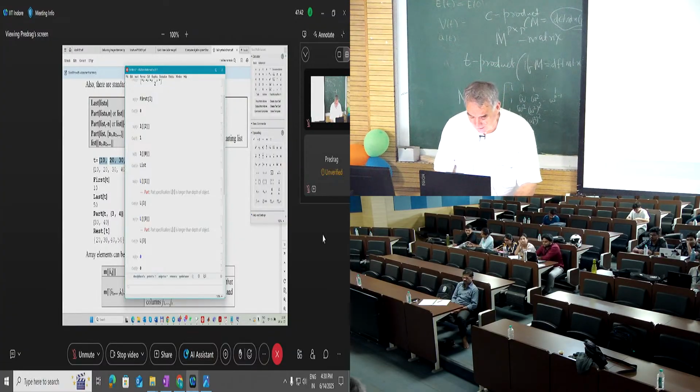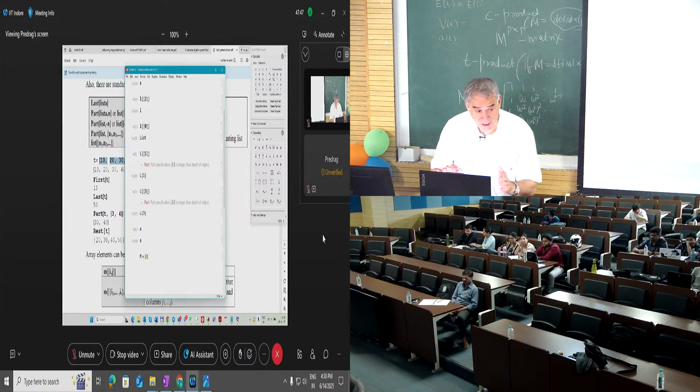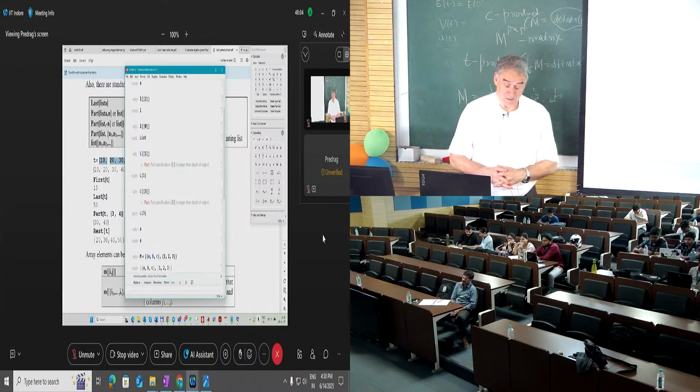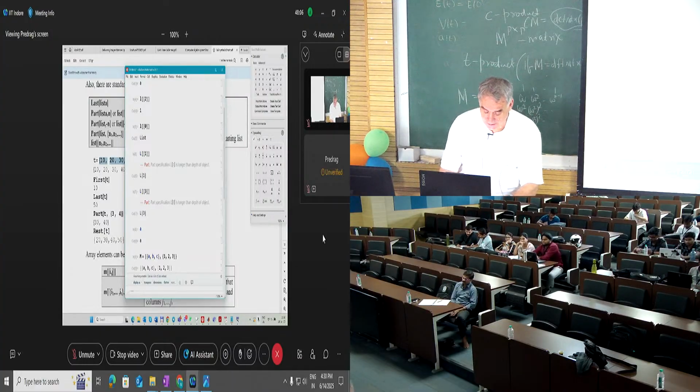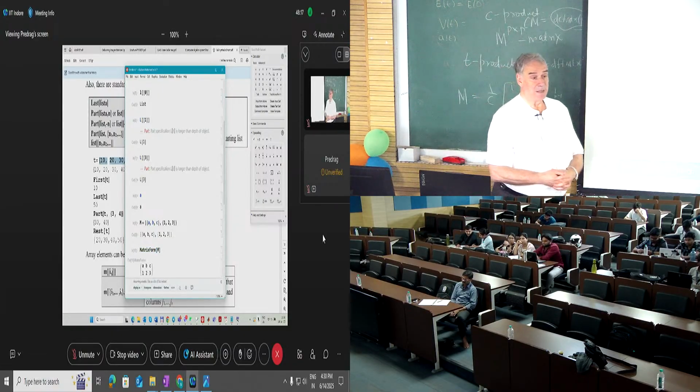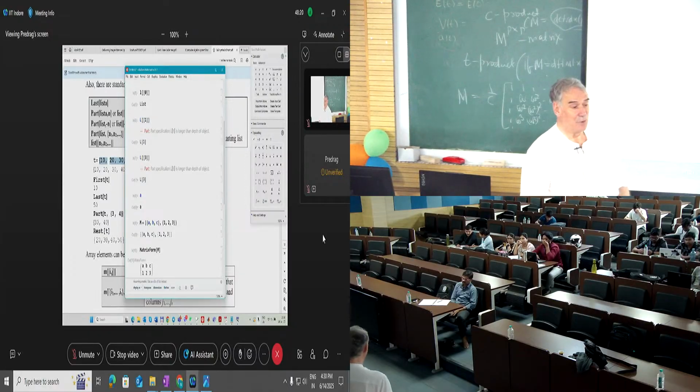Then we can define a matrix. M matrix is equal to a two-dimensional list of elements. The result is a two-dimensional list. We can ask MatrixForm of M, and it is much better visible for us.